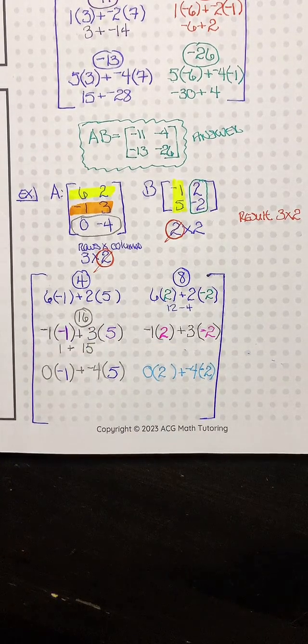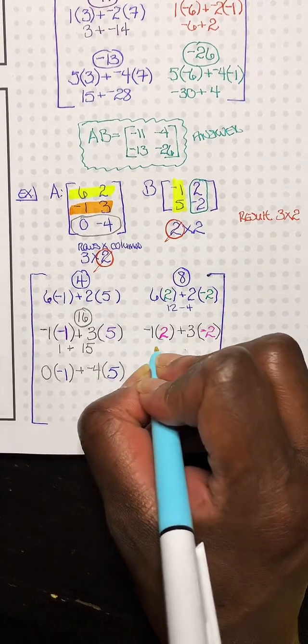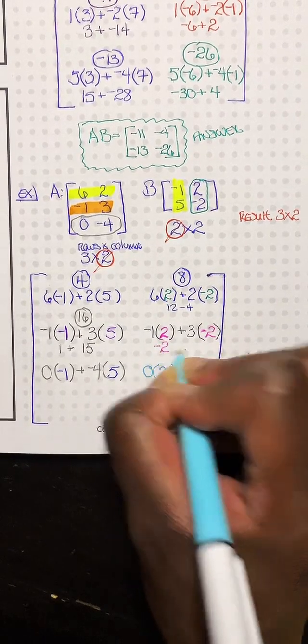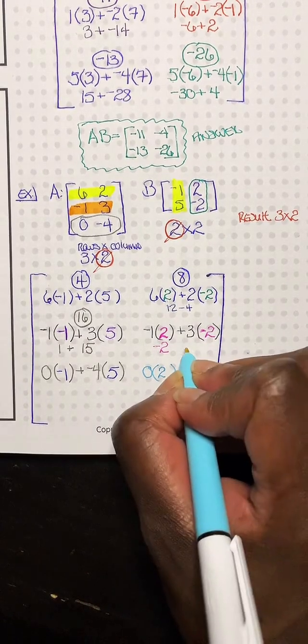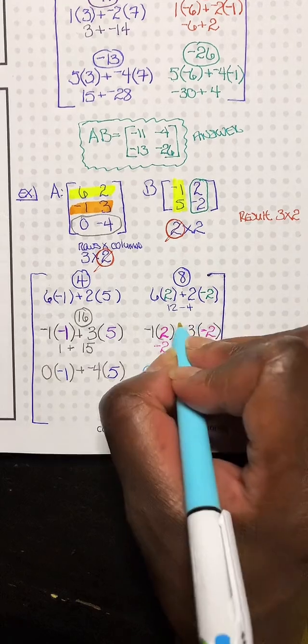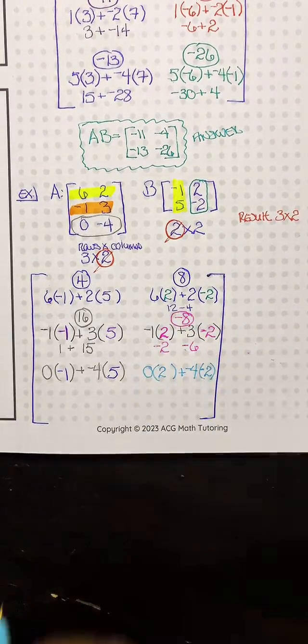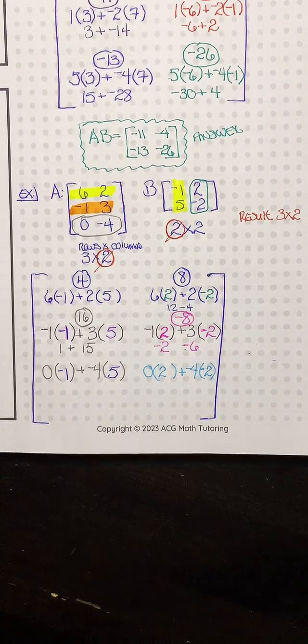Then we have, here we go, -1 times 2 gives me -2. 3 times -2 gives me a -6. Negative plus negative gives me a -8. So that's the element for that one.